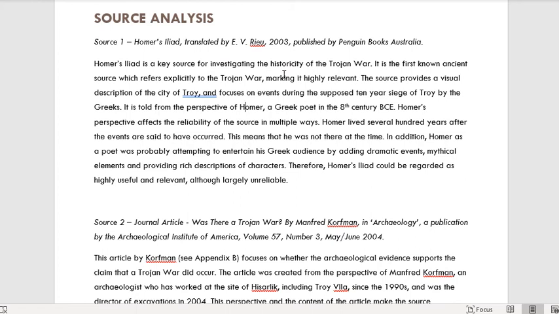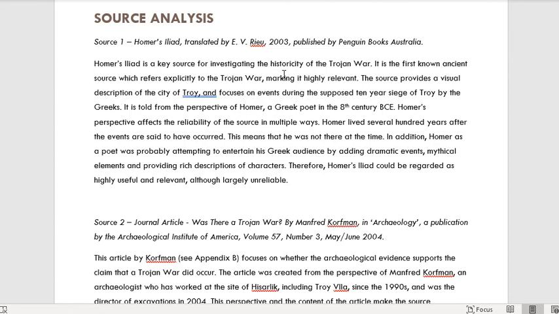There's one sentence only on what the source is, or two sentences. So it says Homer's Iliad as a key source for investigating the historicity of the Trojan War. And it's the first known ancient source which refers explicitly to that, which makes it highly relevant. And then it tells us what perspective it's from, which is Homer, a Greek poet in 8th century BCE, and Homer's perspective affects the reliability in multiple ways.